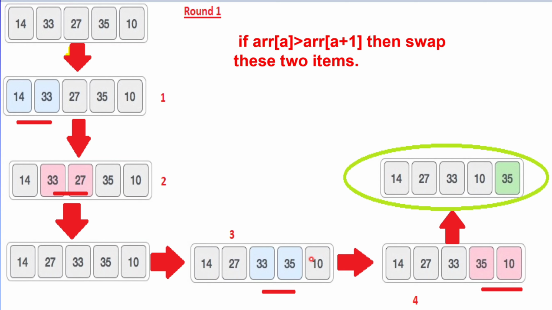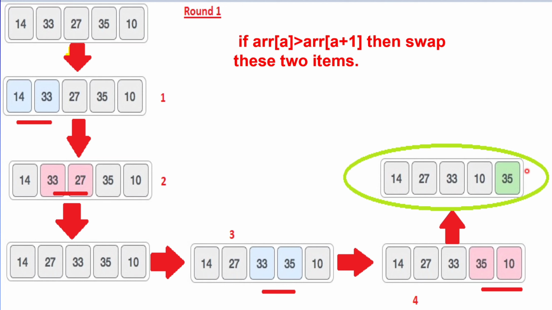When we go to the next two elements, we find 35 and 10. In the case of 35 and 10, 10 is smaller than 35, so this statement is valid. For this reason we have to swap between them. After the swap, the array is 14, 27, 33, 10 and 35. Now this is the last step of round one. Why? Because each time we go to the next two elements, but here we only find the last element 35. After that no element is there, so we can't take the next two elements.